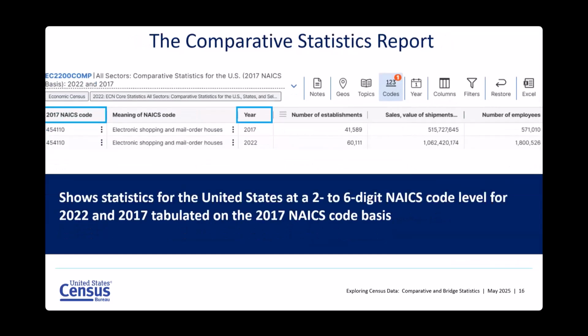The comparative table shows statistics for the U.S. at a 2 through 6-digit NAICS level for 2022 and 2017, but it is tabulated on the 2017 NAICS basis. This table would be useful to data users who are attempting to measure trends from 2017 to 2022. Our earlier released reports, the 2022 Geographic Area Series data, are published on the new NAICS basis. And since there are such significant changes in the NAICS structure for the retail sector, it is difficult to compare 2017 data to 2022 by reviewing GAS tables, especially since the 2022 GAS table no longer includes the 3-digit NAICS 454 non-store retailer subsector. This comparative table allows the data user to see both 2022 and 2017 data published on the 2017 NAICS basis.